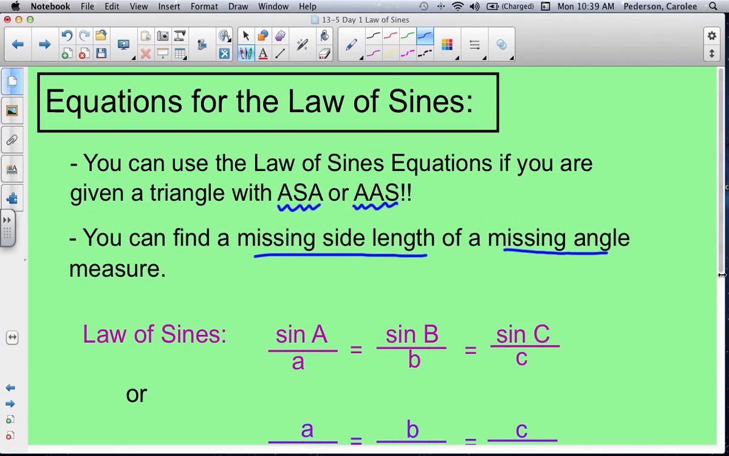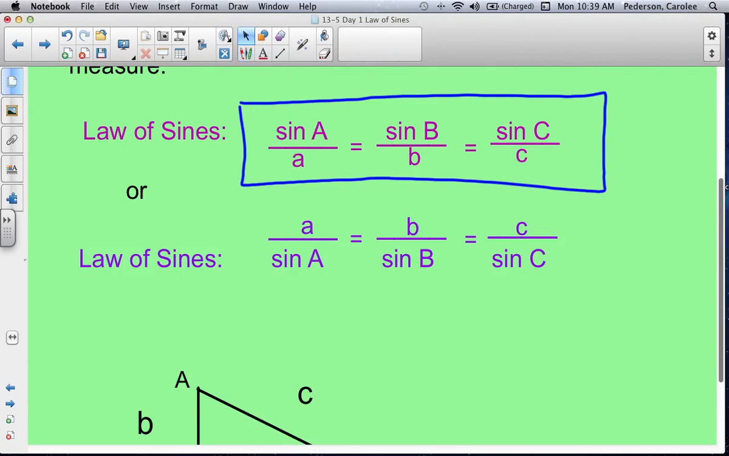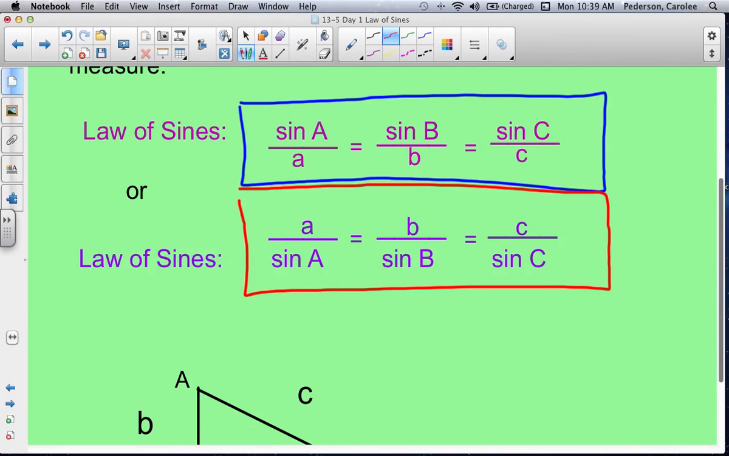So here are the equations for the law of sines. Just go ahead and write down one of these two boxes, either this blue one or this red one. They are the same thing. So you have the sine of A over A equals the sine of B over B equals the sine of C over C. And you just choose 2 out of those 3 fractions and you set them equal to each other and solve for the missing side length or angle measure.